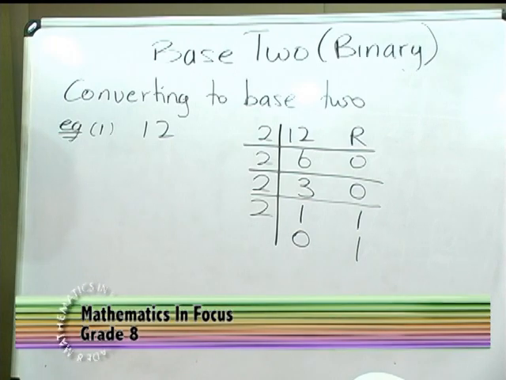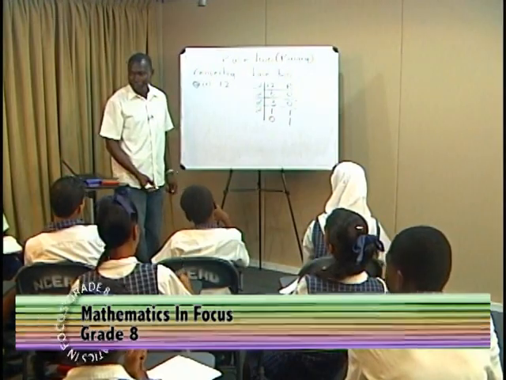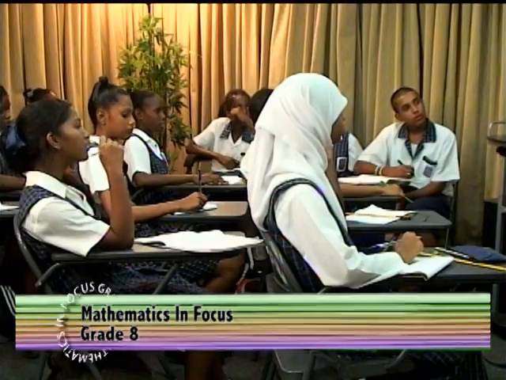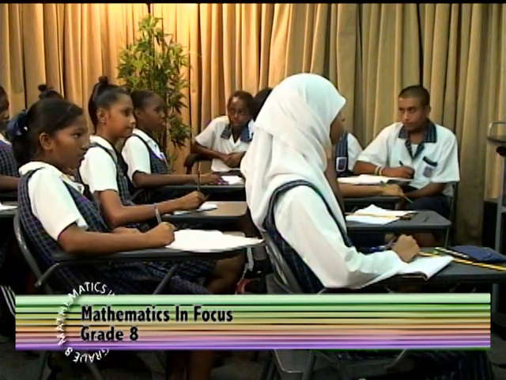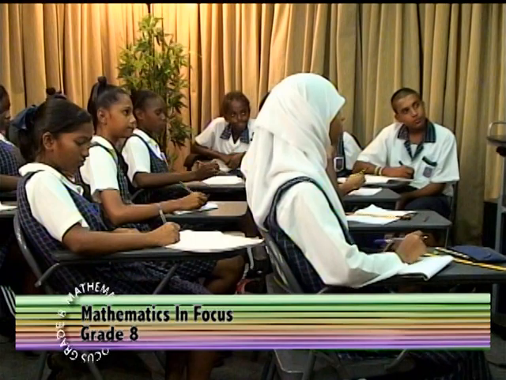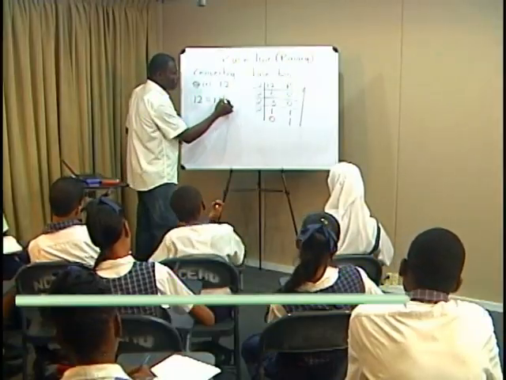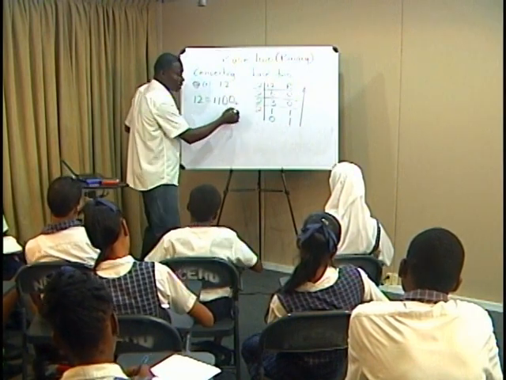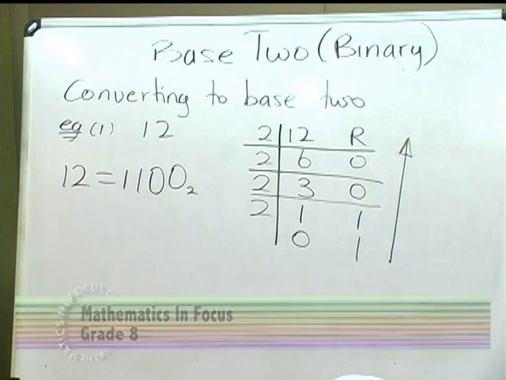To get our answer, we use only the remainders in a particular order. Can someone say what that order is? From the bottom going up. So we list the numbers in this order. So we say that 12 will be equal to 1, 1, 0, 0, base 2. It is important for us to put in our subscript 2.